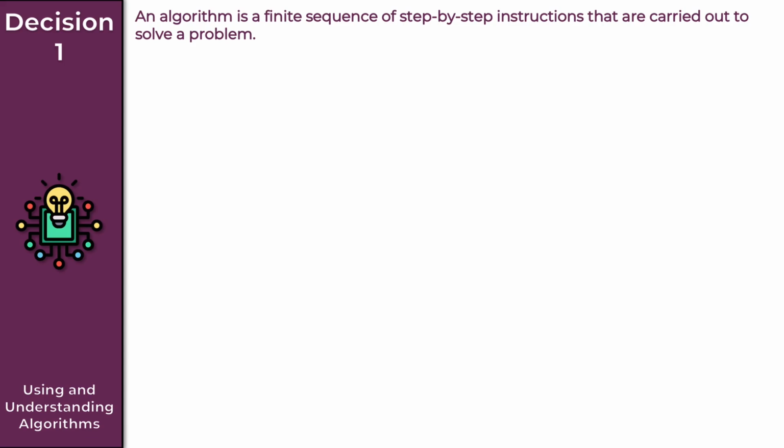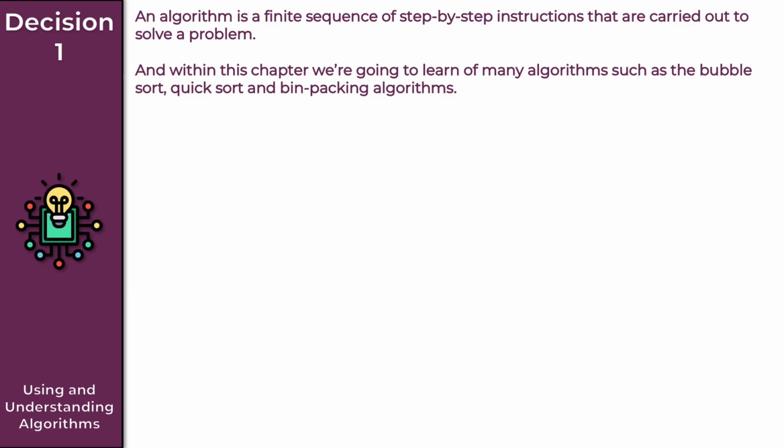In this video here, we're going to take a look at using and understanding algorithms. Now, an algorithm is a finite sequence of step-by-step instructions that are carried out to solve a problem. And within this chapter, chapter 1 on algorithms, we are going to learn many different algorithms such as the bubble sort, quick sort, and also bin packing algorithms.